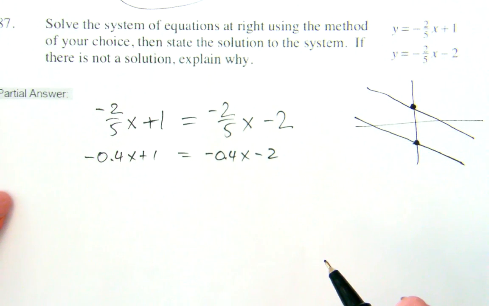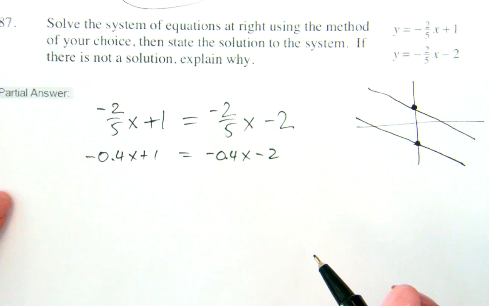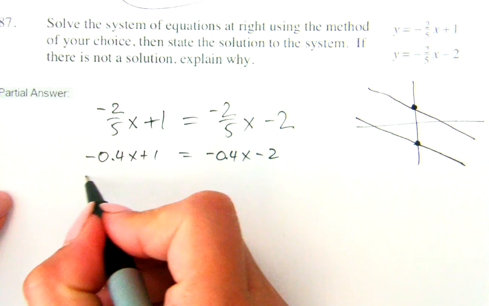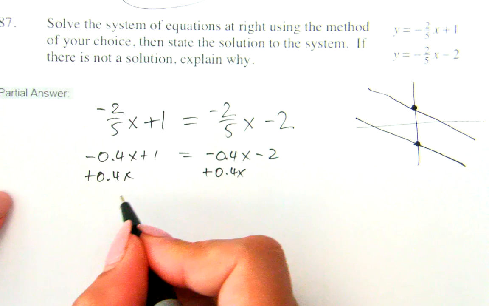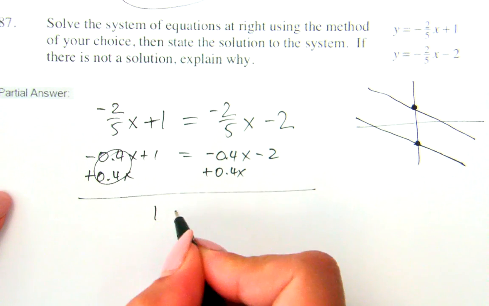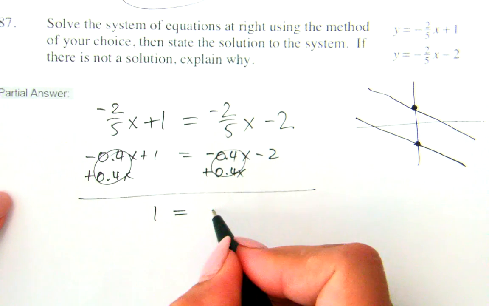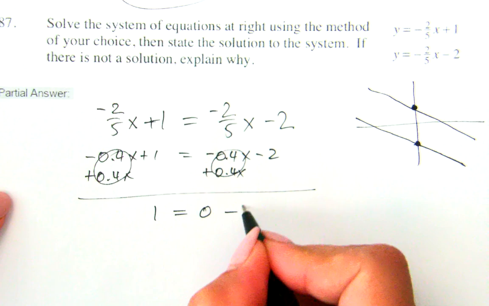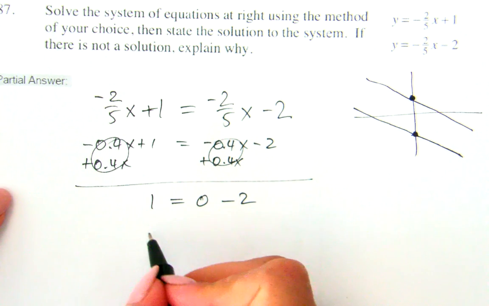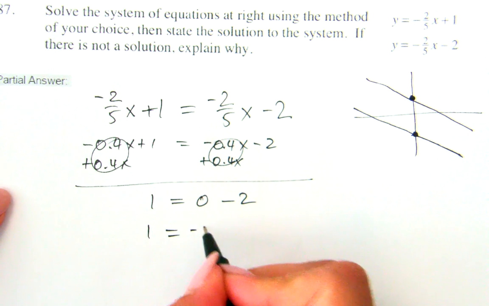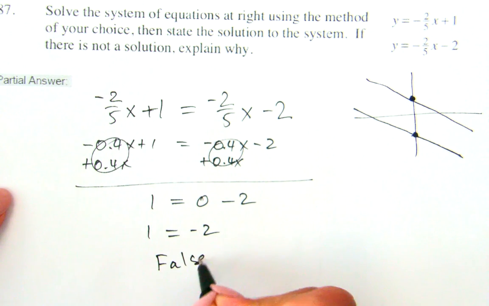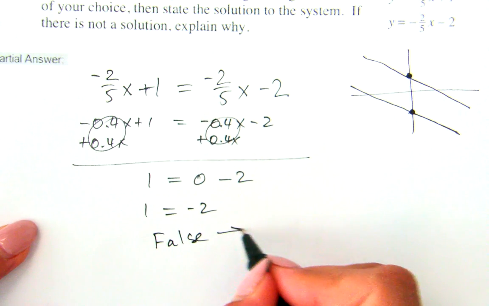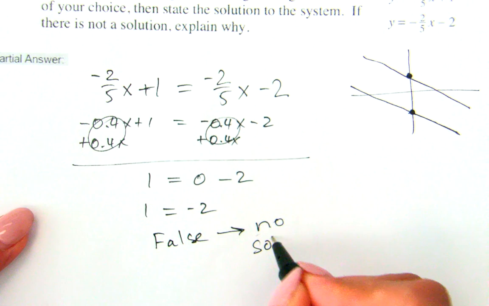Okay. All right, well, I guess I'm going to add 0.4x to both sides because that just makes more sense. There's a 0 pair here. You have 1 equals, and there's another 0 pair, 0 minus 2, right? So 1 equals 0 minus 2, which is just -2. Okay, this is completely false. All right, technically you have no solution.